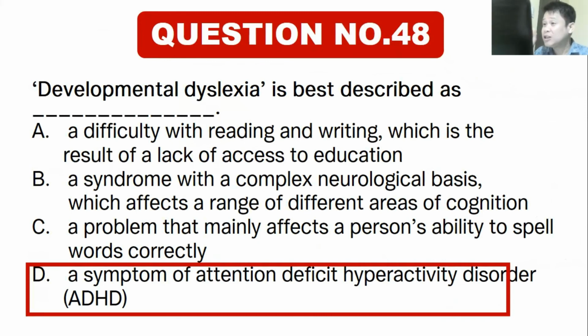Dyslexia and developmental dyslexia are the same conditions. Usually, when someone says dyslexia, he is referring to developmental dyslexia, a kind of dyslexia that is inherited, because we have two kinds of dyslexia: developmental dyslexia, and the other one is acquired dyslexia.